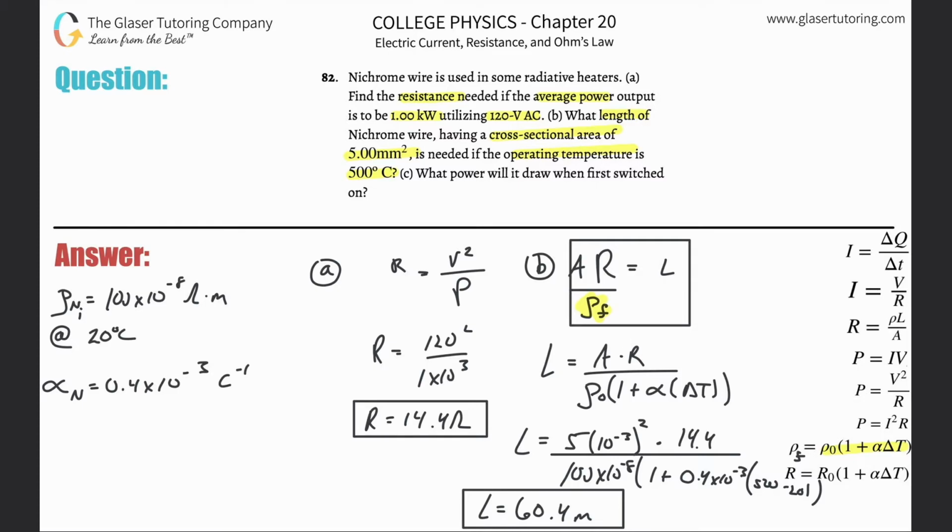And finally, letter C, it says, what power will it draw when first switched on? So the power it will draw when it's first switched on will be equal to the voltage applied squared divided by the initial resistance. Okay, so the resistance we calculated over here is not the initial. This we're assuming is at the operating temperature. So what we need to do is find, and remember the operating temperature is 500 degrees Celsius, so we have to calculate the initial resistance here, basically at 20 degrees Celsius. All right, we're going to assume that this thing is starting at room temperature, which is about 20.